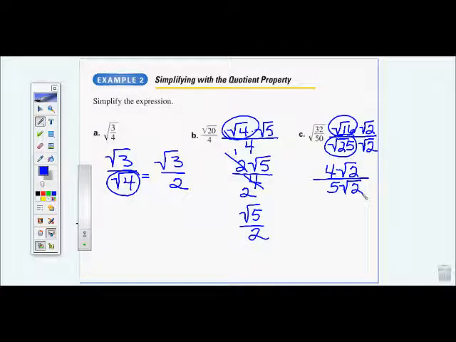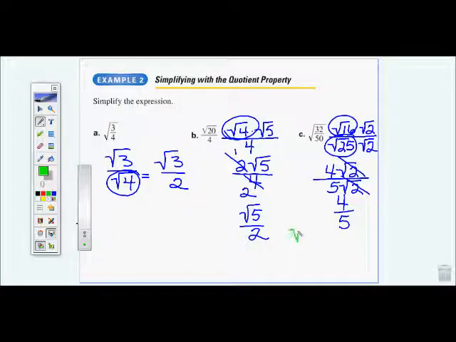4 over 5 cannot be reduced, but the square root of 2 over the square root of 2 can be reduced. It's the same thing, so that's the same as saying 1. So that simplest form would be 4 over 5. In case you did not do the largest one, I'll show you that as well.